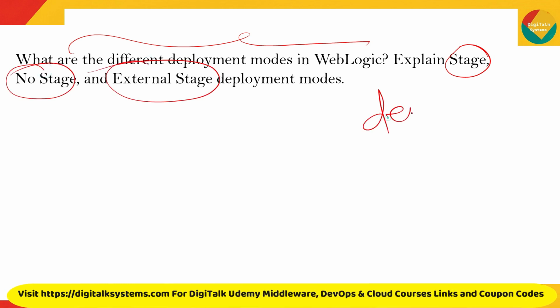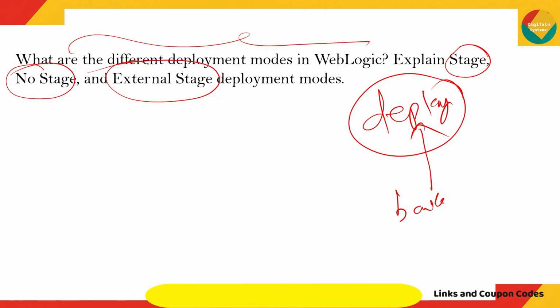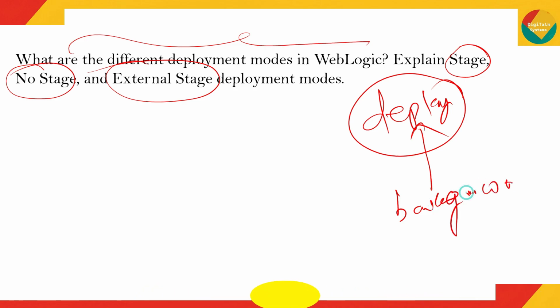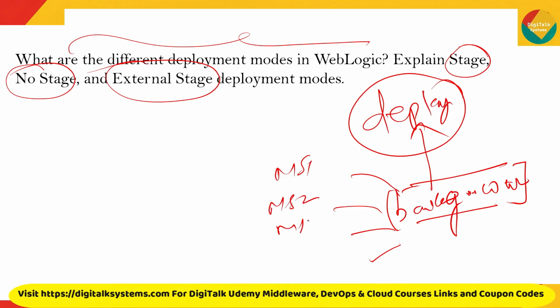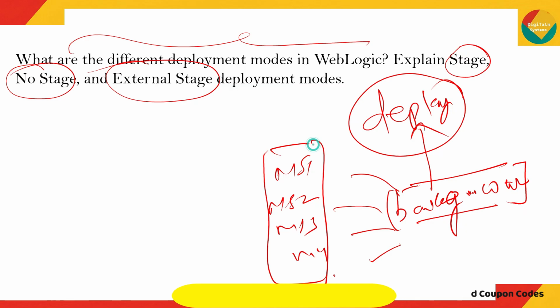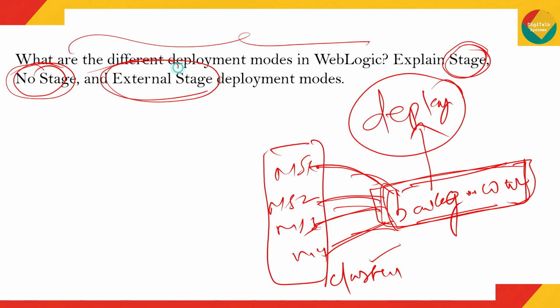Okay. So that means when we deploy the application in WebLogic server, for example, I am deploying banking.war, how will this file, my code file, be available to my managed servers? I have four managed servers: MS1, MS2, MS3, MS4, which are part of a cluster, right? So when I am deploying this file, it needs to be available to each and every managed server, correct? How this file will be available for each and every managed server is decided by these different modes. Now, what is the meaning of each: stage, no stage, and external stage. So let me explain. Very first thing is stage.